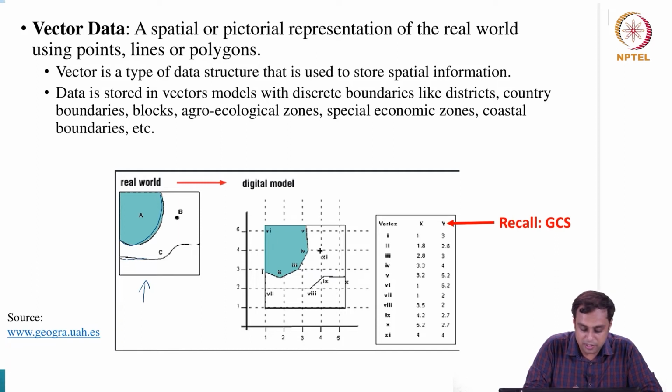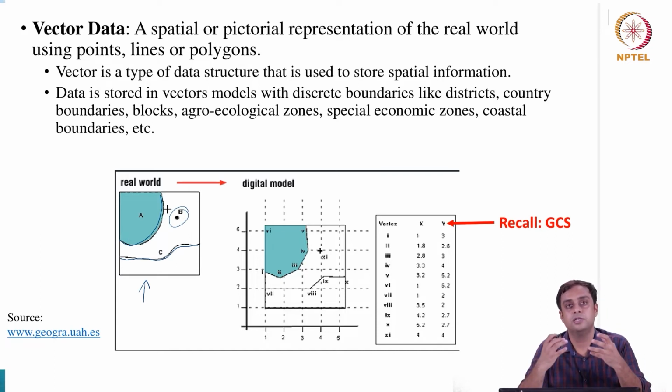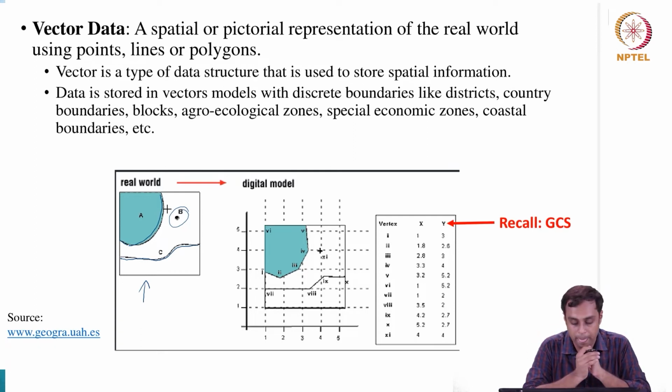Region C, which is a line, looks like a road, right? And B, which is a larger dot, maybe looks like a pond, right? So there are these three features in this region that we have received in the original real world data format. And now we are going to convert it to a vector data format. So what is being done?